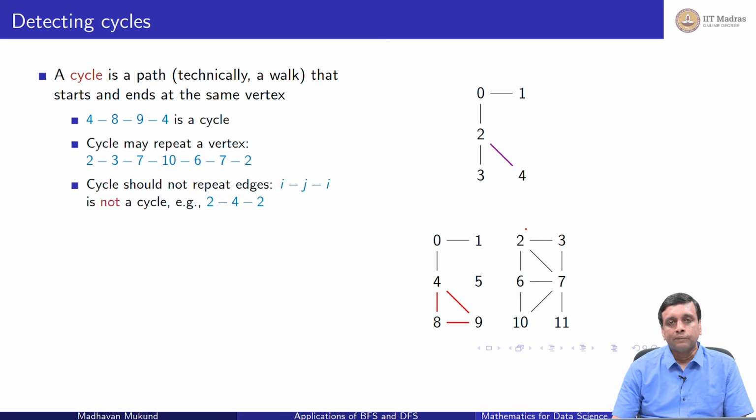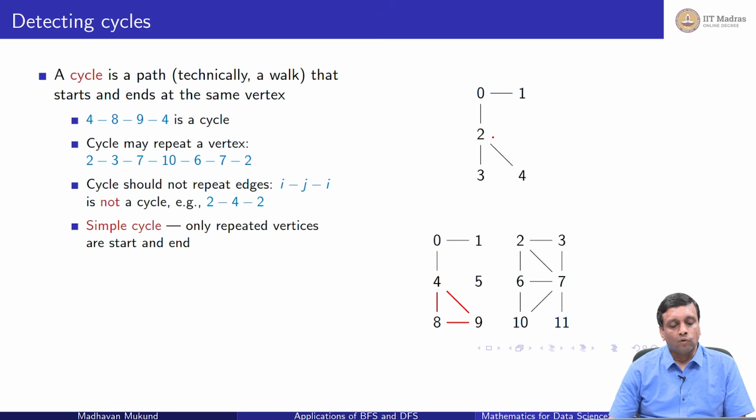But though you can repeat vertices, you cannot repeat edges. So you cannot claim that this is a cycle, I went to 2 and then I came back, okay? This is not a cycle, right? So a cycle cannot go back and forth along the same edge. Otherwise, every edge will become a cycle and we don't really intend that, okay?